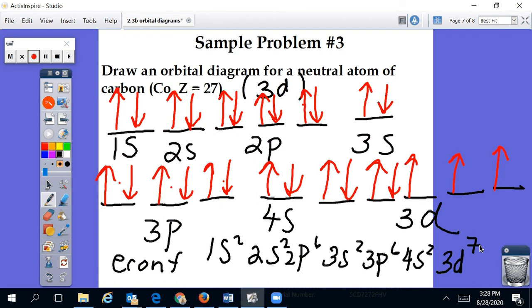I can also do the noble gas configuration for cobalt, and I would use the noble gas above it, which would be argon, and then it would be 4s2, 3d7. And that would be the noble gas configuration.